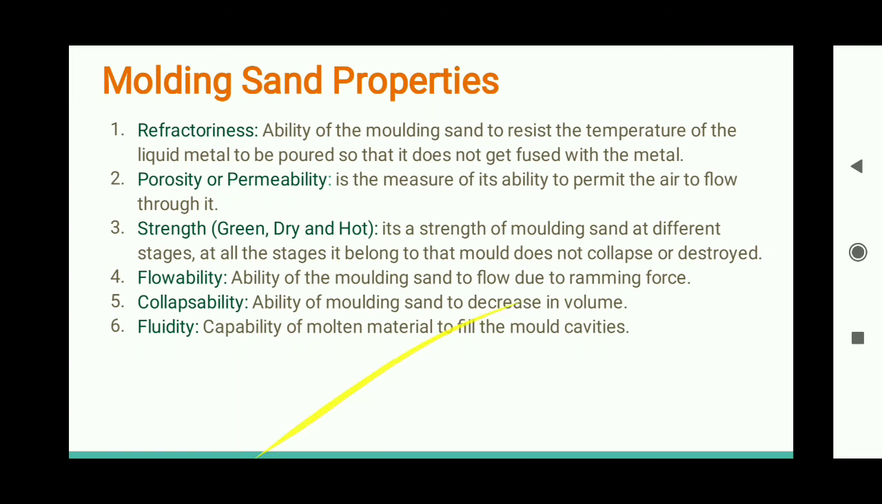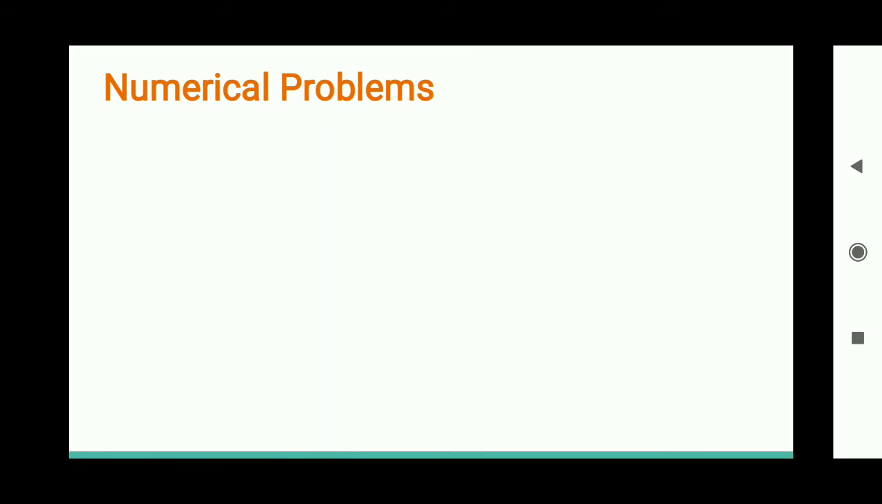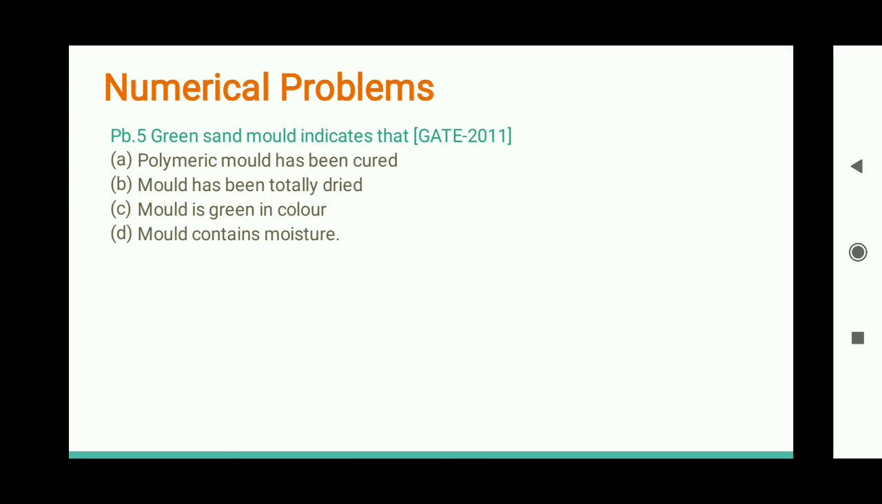Next is a problem that was asked in GATE 2011: green sand mold indicates that. The options: polymeric mold has been cured. No, there is no polymeric mold. It is basically the water content, moisture is there, and the binders are clay binders. Next, mold has been totally dried. No, it should not be dried because we are adding the moisture, so wetness should be there.